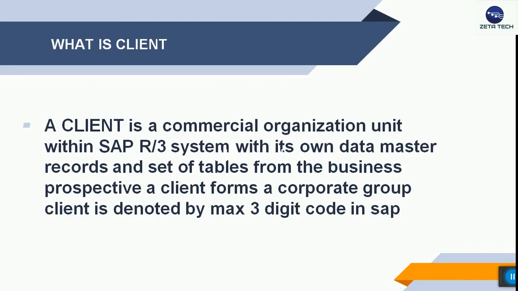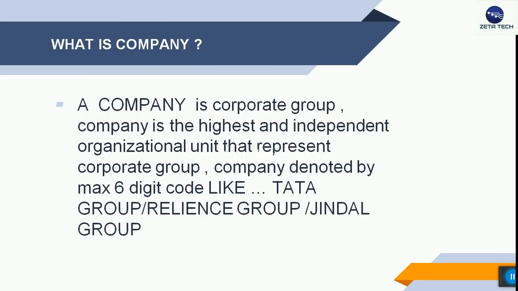Next, what is company? First we give the definition. A company is a corporate group. A company is the highest independent organizational unit that represents a corporate group. A company is denoted by a six-digit code.